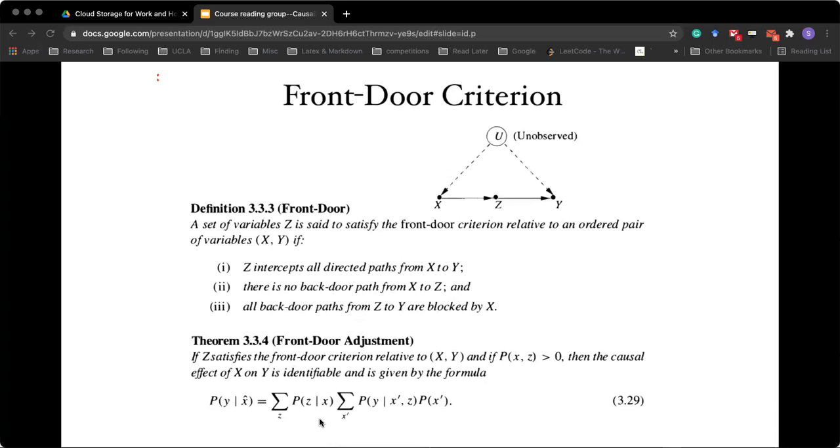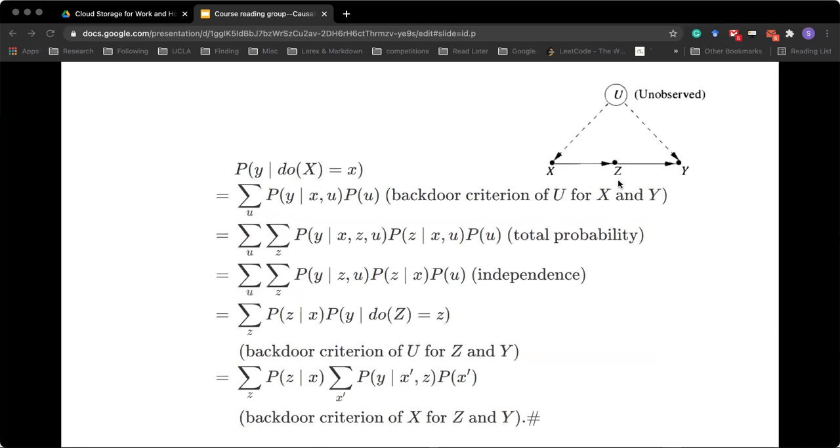Then for the front door adjustment, the do-calculus is calculated by something like this. How do we get this? Actually, we start from the backdoor criteria and write down something like this. We know that in this graph, U is the only variable we need to condition on for the backdoor criteria. And here we use the total probability to add Z, extending the first term. Then we can have this.